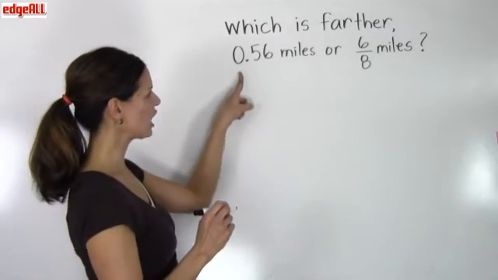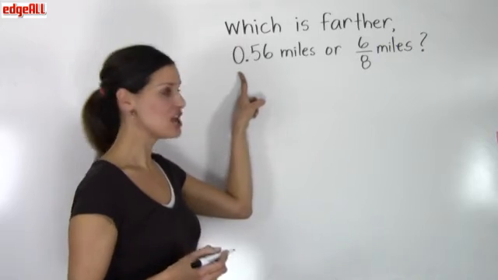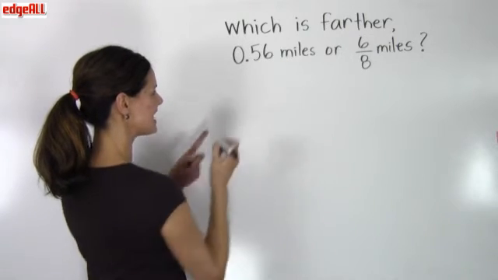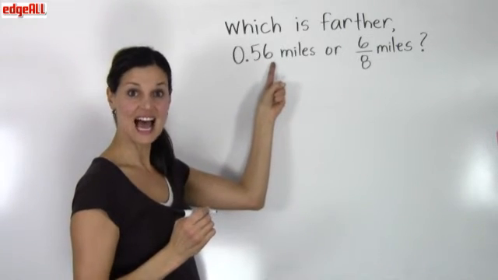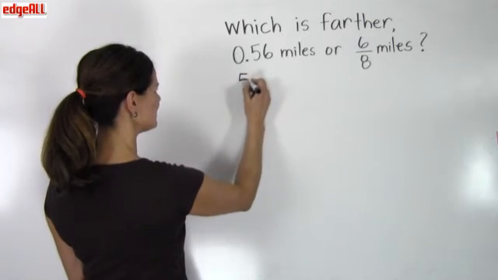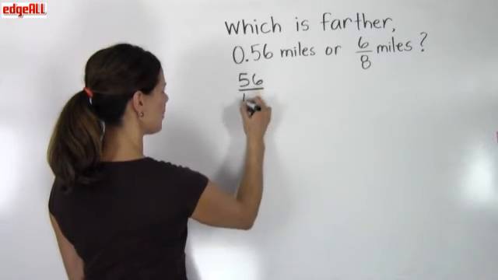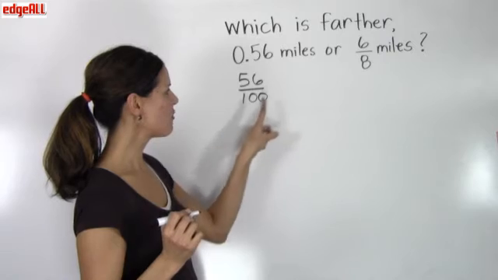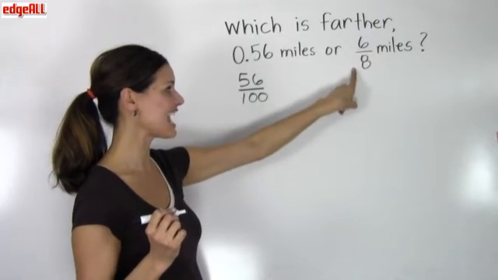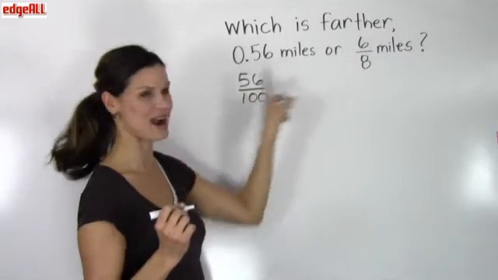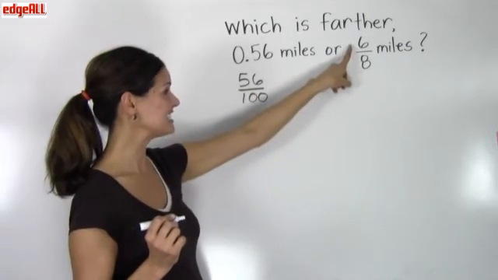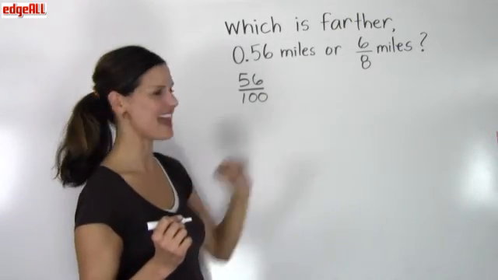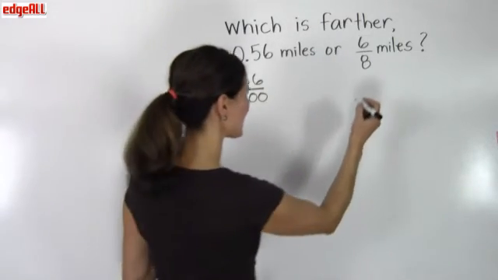So if we convert our 0.56 to a fraction using the method that we did from an earlier example, we would have 0.56, which is the same as 56 hundredths, and we could convert that then to 56 over 100. And similarly, if we wanted to convert the 6/8 to a decimal so that we can compare the two, we could do 6 divided by 8 and do a long division problem. So let's do that over here and see what we get for 6/8 or 6 divided by 8.